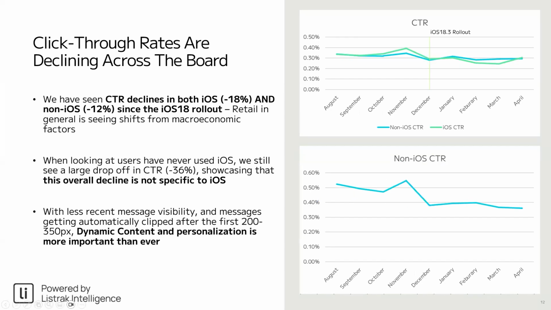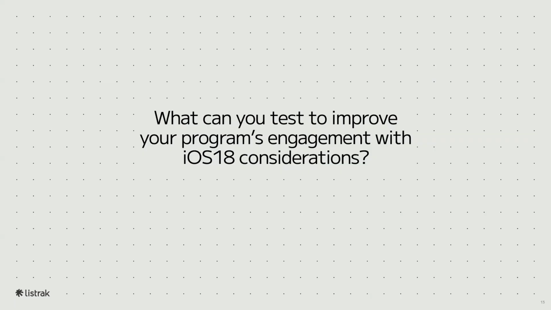Click-through rates are down across the board too, down 18% on iOS and 12% off of iOS, respectively. Even among users who have never used an iOS operating system, we're seeing a 36% drop in click-through rate. With messages getting clipped automatically and less visibility overall, content personalization is more critical than ever to cut through the clutter and encourage engagement. The 18.3 update refines some of these experiences, but the core engagement challenges still remain. Brands must now adapt across both creative and strategy to really improve their program metrics.